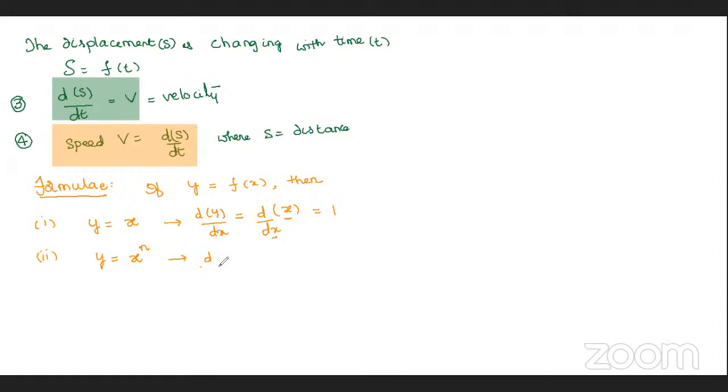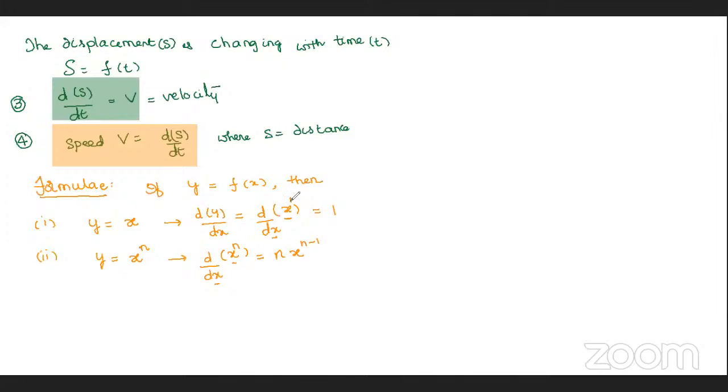d by dx of y, in place of y I am going to substitute x power n. This formula is actually the fundamental formula. Keep in mind, x power n, provided these two terms are the same. Again check. Then write here the formula: n into x power n minus 1. Now you can check the above one with the fundamental formula.